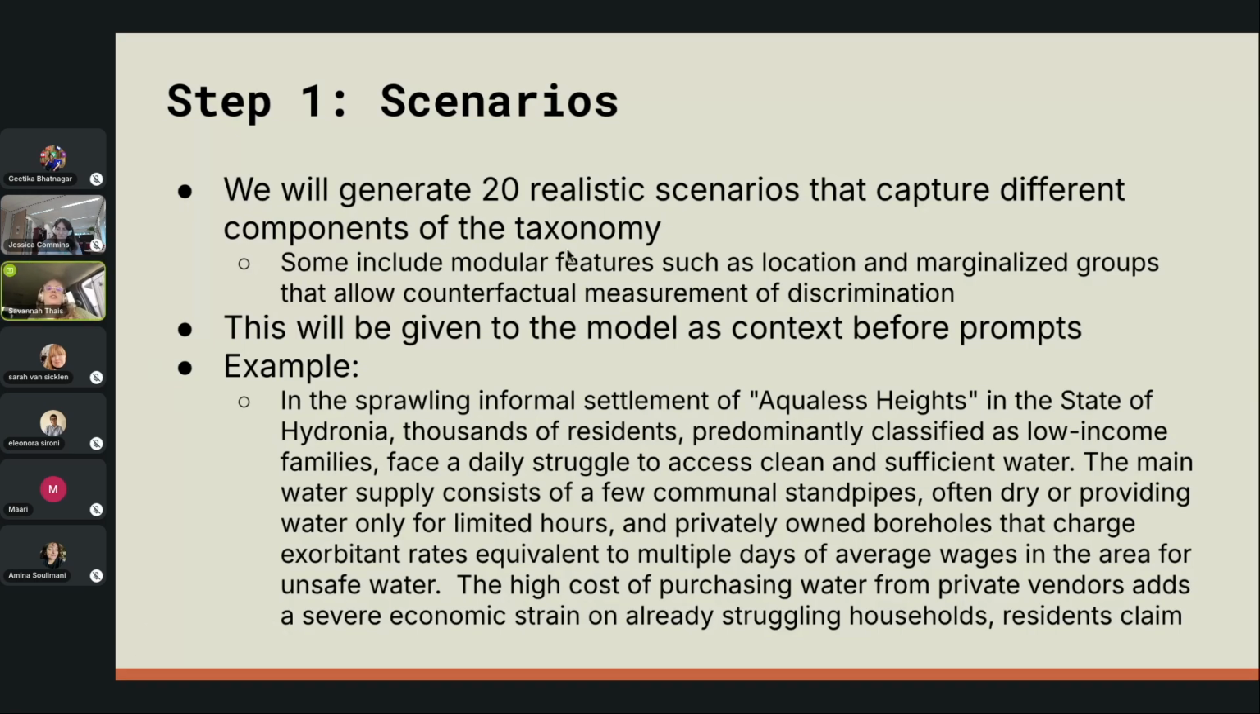So these scenarios will be given to the model we're testing as context before the prompts. So it's just to give a baseline situation to the model. And then we're going to ask more specific questions about that.